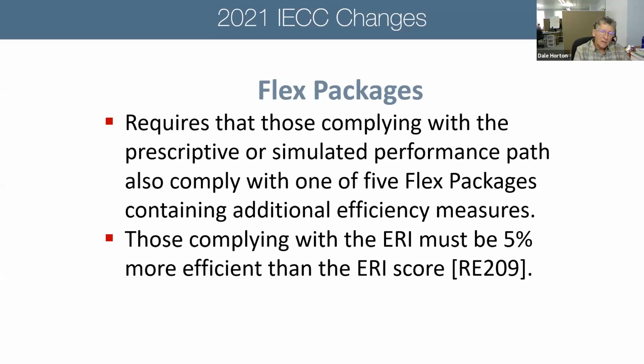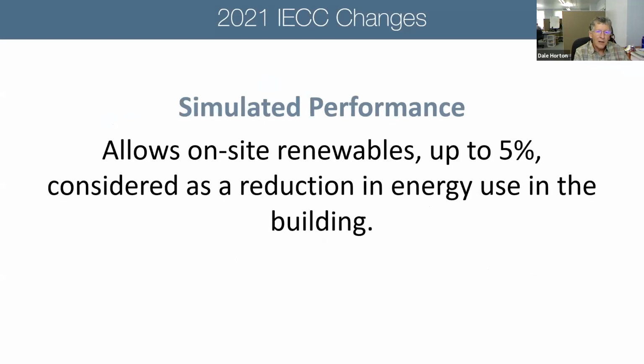And then another change, unfortunately in my mind, is that the way they're applying that to the ERI is that the ERI will also then have to be 5% more efficient, which in terms of the way the ERI score works means an ERI score that has to be 5 less than the requirement, so that the same 5% better they're attempting to get at with these 5 flex packages will be accomplished even in the ERI or the performance approach. And so this says the same thing, that for simulated performance, you can now use renewables, which you couldn't before, but only up to a certain amount, a 5% reduction in energy use.